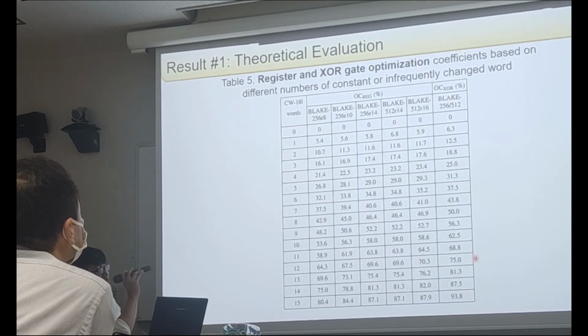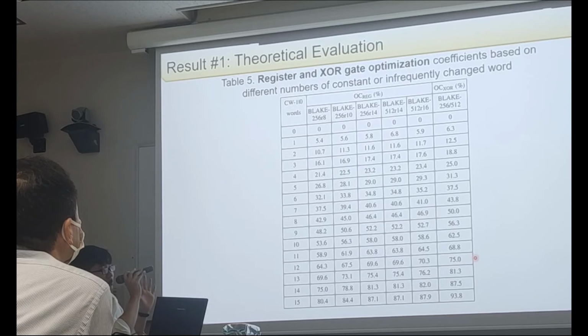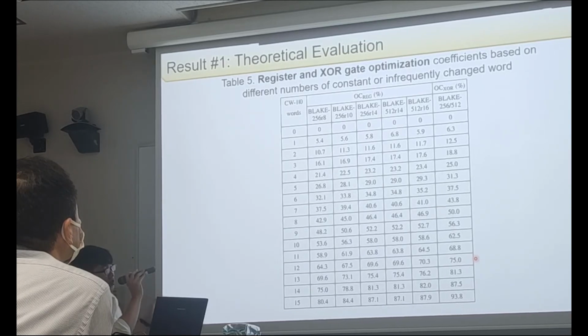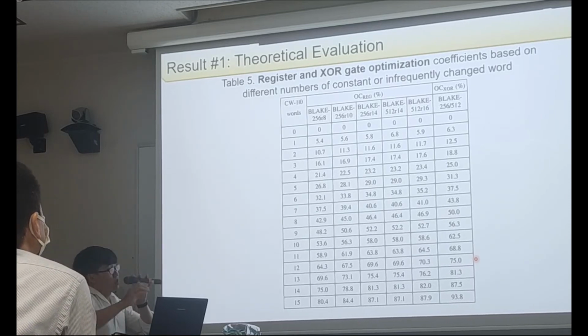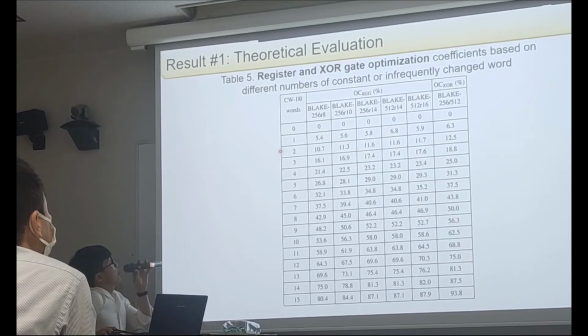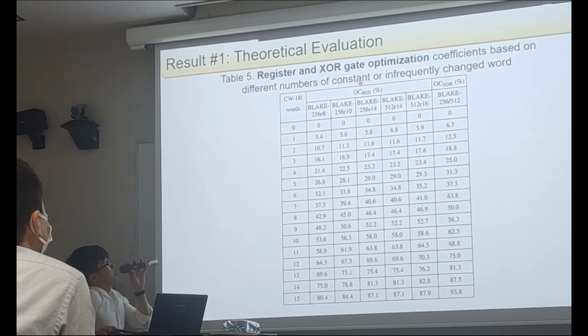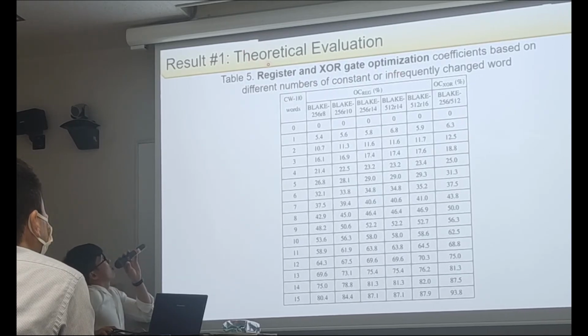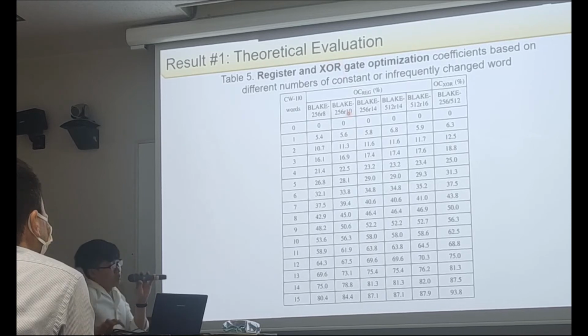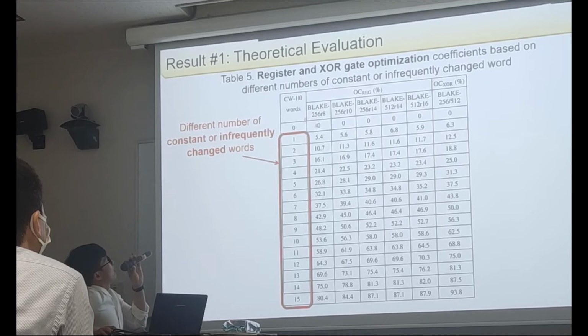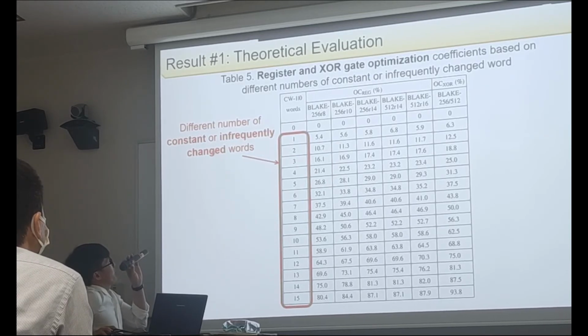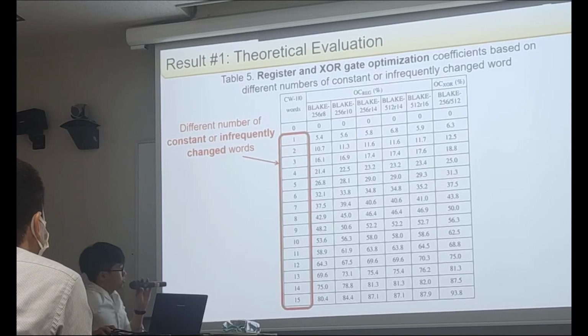So as I mentioned, idea 1 is not the main one, and idea 2 and idea 3 are the main ideas. So this is the reason that for the first result I will evaluate just the register and SHA gate optimization, just in the theoretical evaluation. Now, as you see here, I have to check for all different numbers of constants and infrequently changed words, like from 1 to 15.